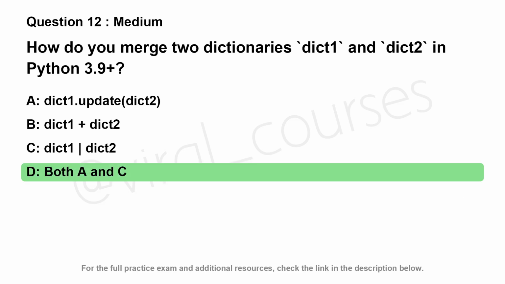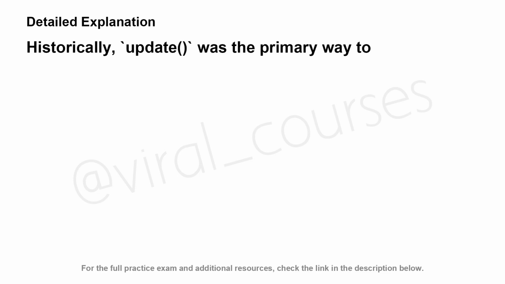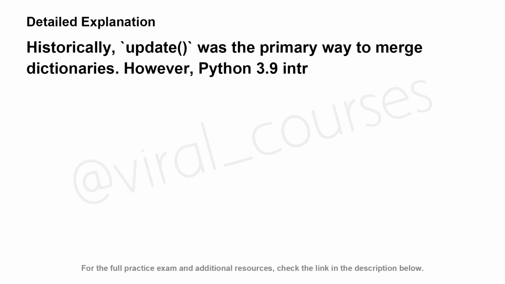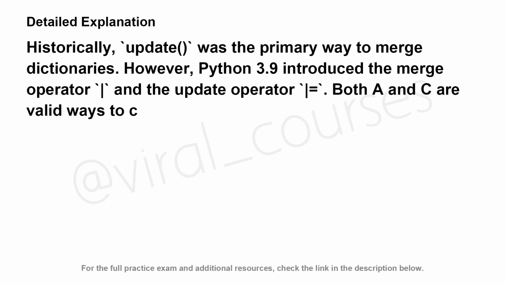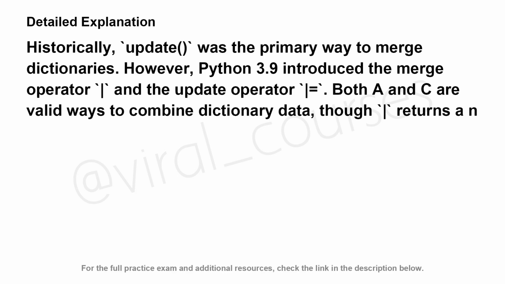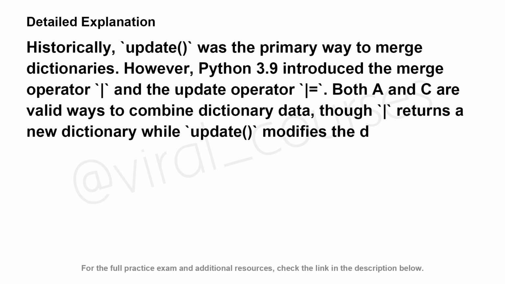The correct answer is D. Historically, update() was the primary way to merge dictionaries. However, Python 3.9 introduced the merge operator | and the update operator |=. Both A and C are valid ways to combine dictionary data, though | returns a new dictionary while update modifies the dictionary in place.